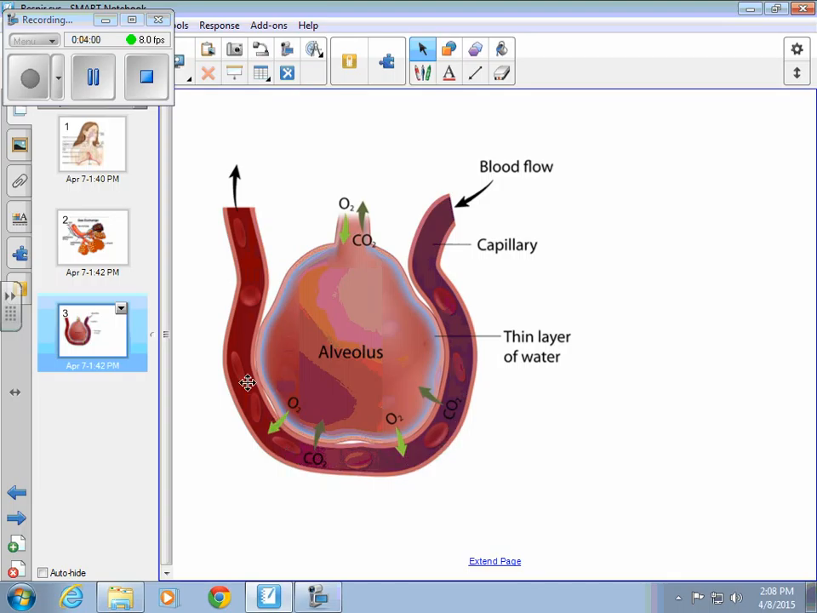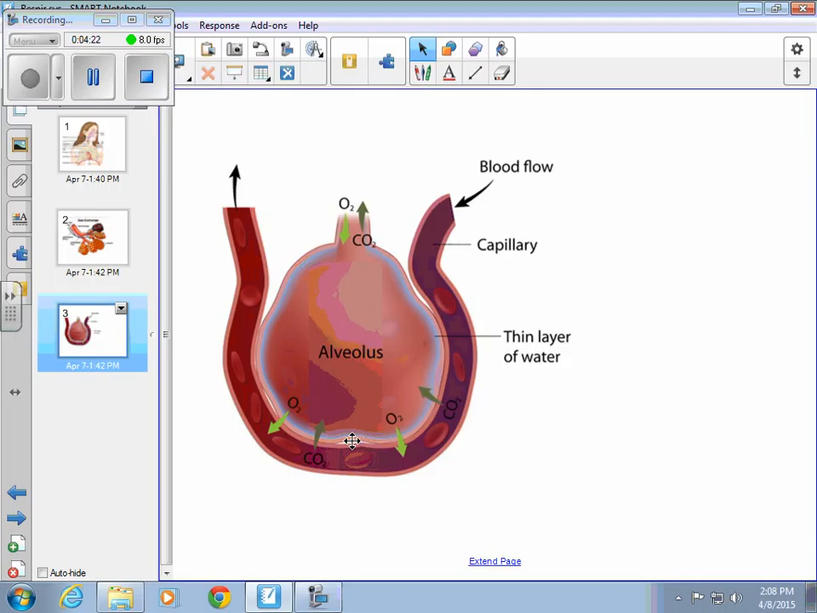This is a capillary that surrounds this alveoli, and we know that capillaries are very, very small, small enough for blood to fit through at a single file rate. The walls of capillaries, along with the walls of the alveoli, are very, very thin, which allows for really efficient diffusion of these gases.